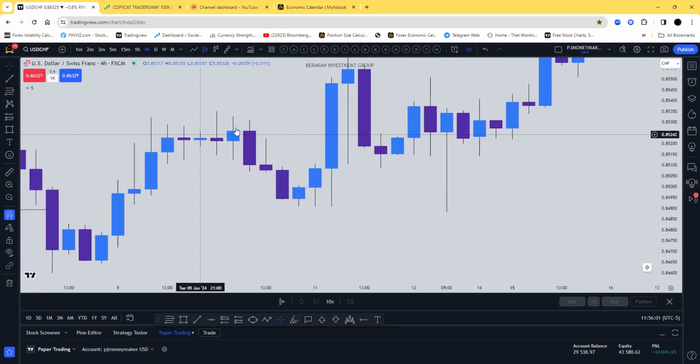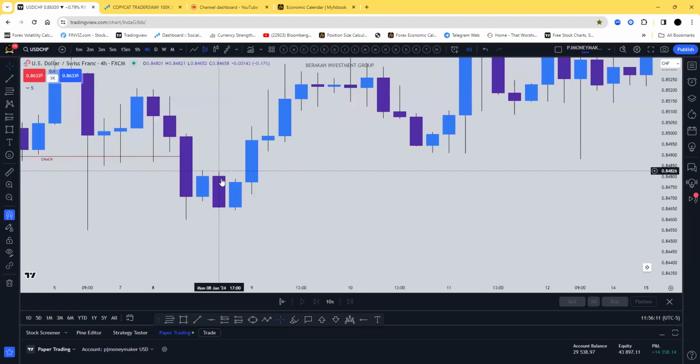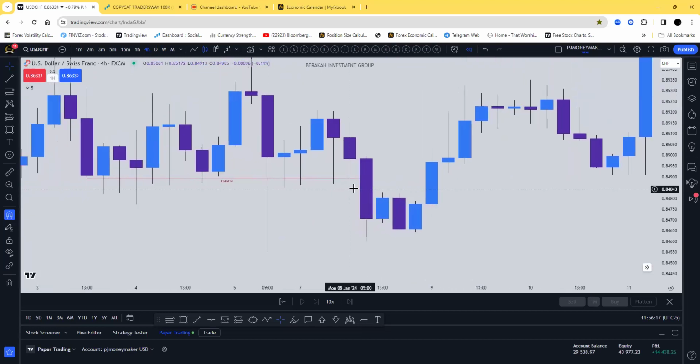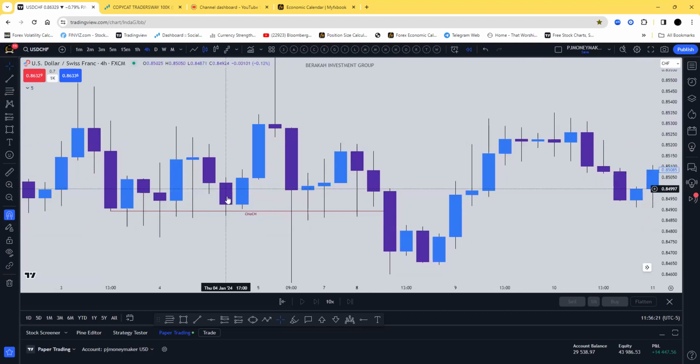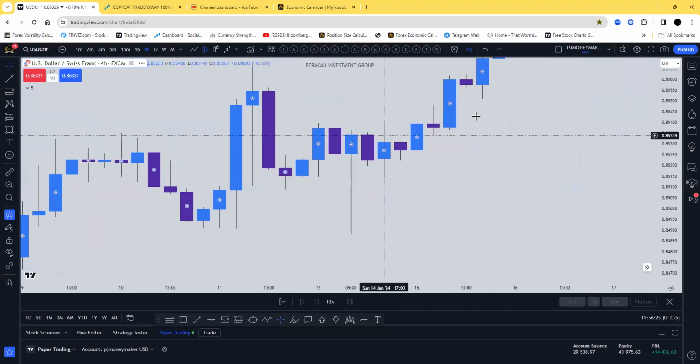Bearish engulfing candle right here. You see that one? That was a beautiful one. Then boom. You see, close below the wick right here, boom, that's a beautiful one too. This one also was a beautiful one. Boom, you see? Another one. This one is a beautiful one too. So you can see the pattern I'm looking at.